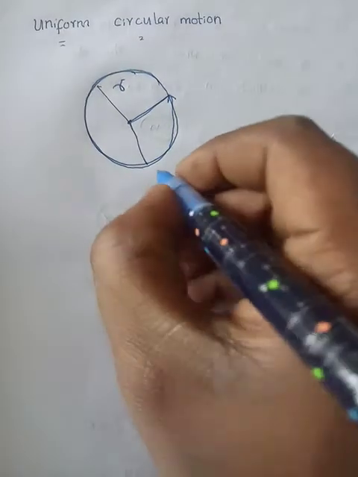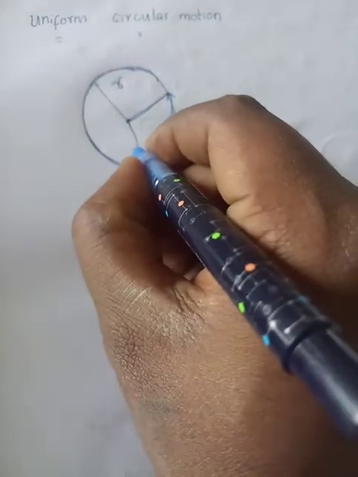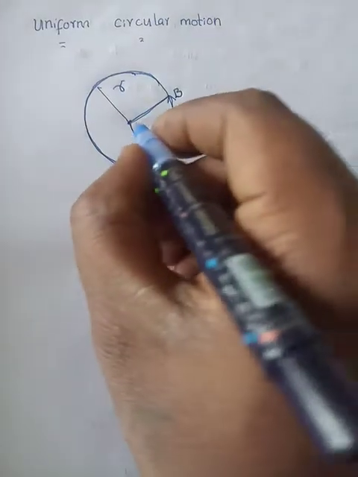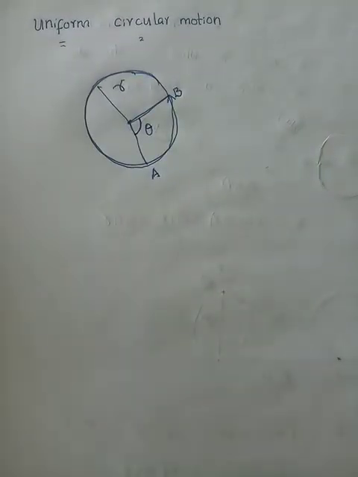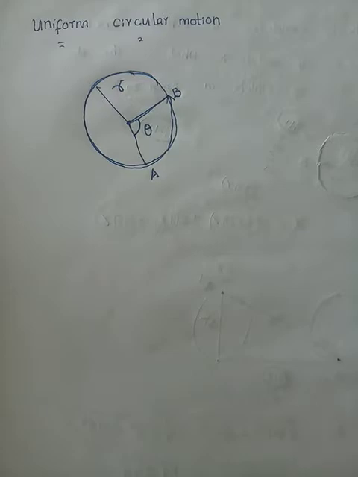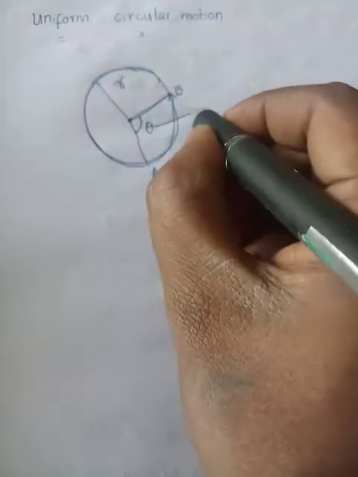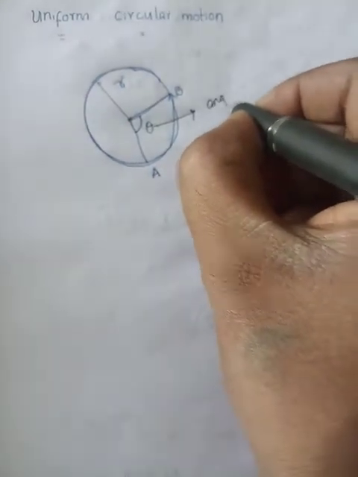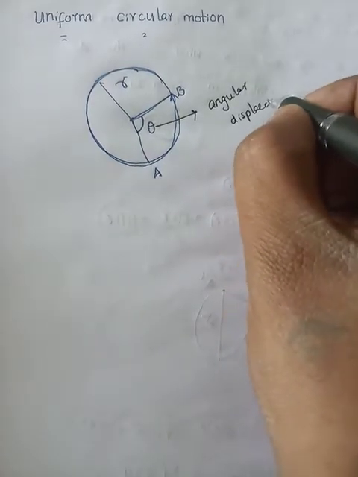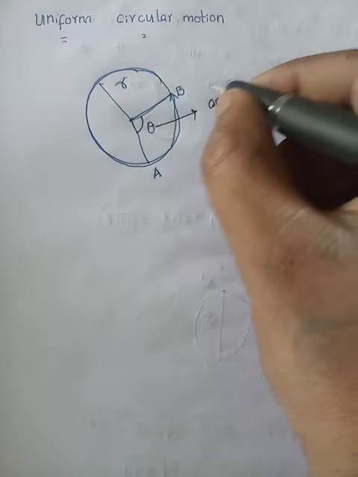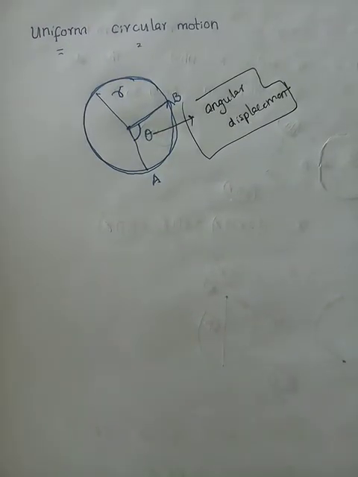Now the angle subtended by the radius vector in a given time is called angular displacement. For example, the particle is at A initially and reaches point B. The angle described by the radius vector in a given time is called angular displacement. This theta is called angular displacement. Since it is rotational motion, we consider displacement in angular terms.